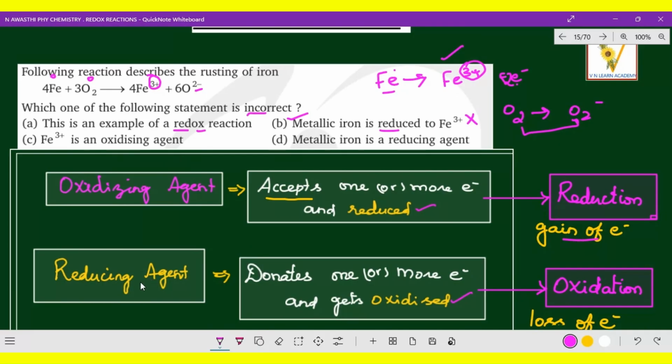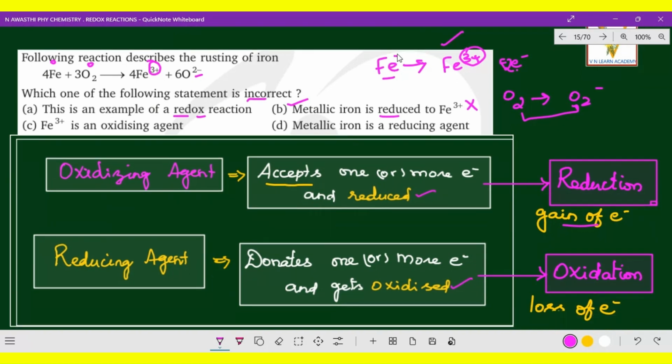Okay, now the last point. The metallic ion is a reducing agent. Here it is a loss of electron and it gets oxidized. From 0, the electrons are being lost. Loss of electron means oxidation. So the metallic ion is oxidized. It acts as a reducing agent. It donates, so donating means loss of electron. It donates one or more electrons and gets oxidized.